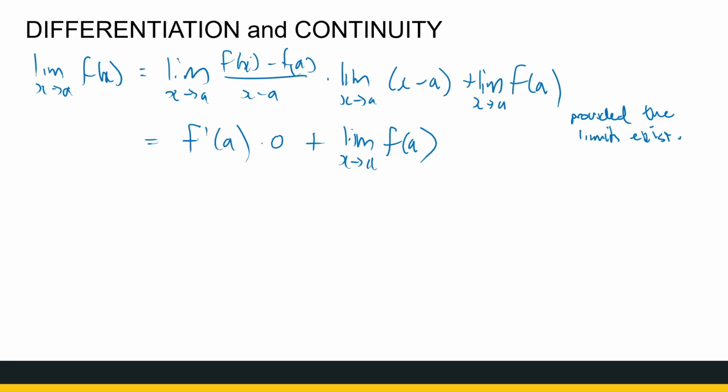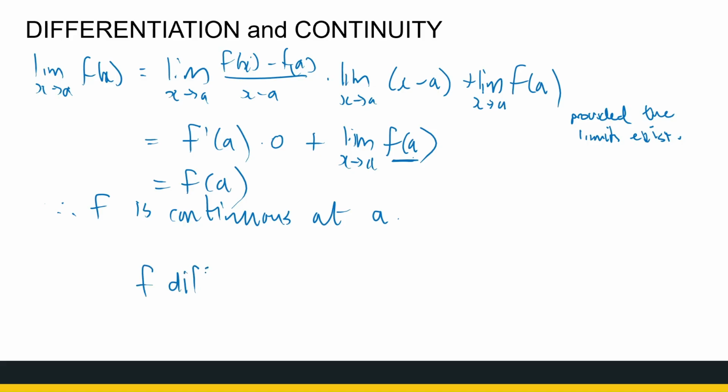Well, I don't have to rewrite that, but let's rewrite it. So let's look at that. There's no x here, so this is just the limit of a constant, so that is just the constant. So I've shown that the limit as x approaches a of f of x is f of a. So therefore my function f is continuous at a. So if f is differentiable at a, that implies f is continuous at a.